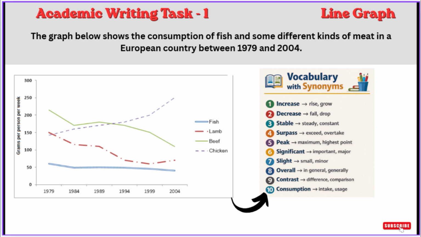Today, we are going to learn how to write a perfect IELTS academic writing task 1 answer for a line graph. Don't worry if you find graphs difficult. I will explain everything in a very simple and step-by-step way so you can easily score a high band. In this lesson, we will cover how to write the introduction, overview, body paragraphs, and conclusion, using a real example about the consumption of fish and different types of meat in a European country. So let's get started and learn how to write a band 7+ answer easily.